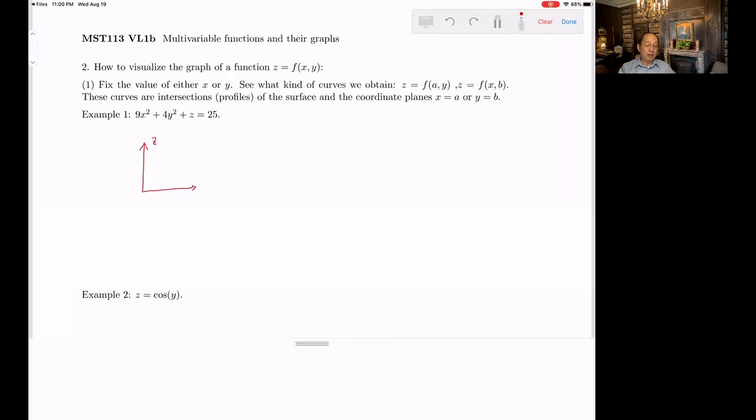We have z over here and y over here and x. And by the way, this is called the right-hand orientation because if you use your four fingers to point from x to y, then your thumb goes up. So if you look at my hand, that's called the right-hand system. Okay, so let me erase this.